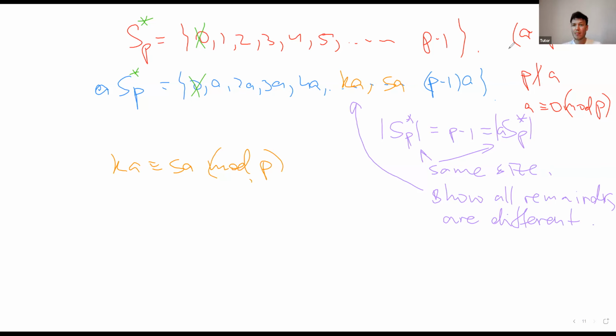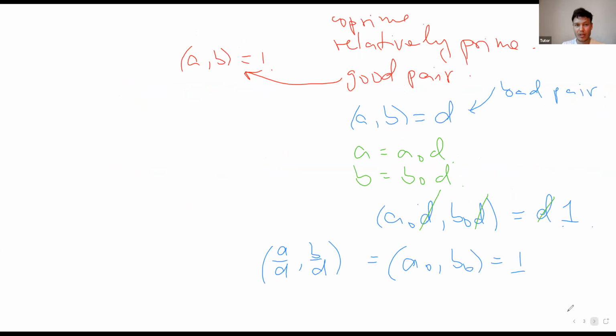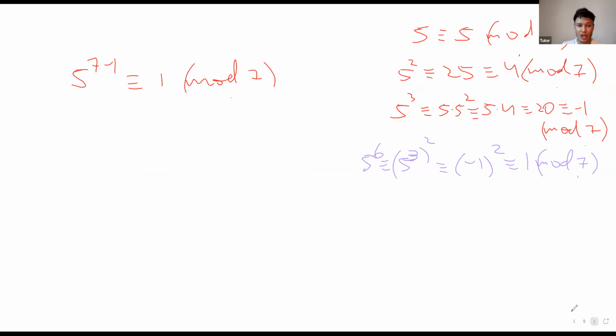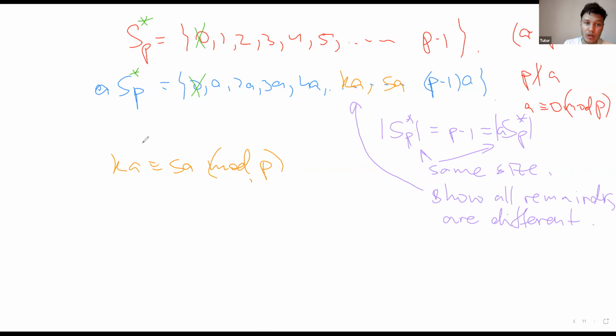So first of all, remember, A and P are a good pair. So whenever I have to deal with good pairs, I can always simplify the A, right? So if you look at this example that we just had, if T and N are a good pair, I can always cancel the T on both sides. So that's why I actually care about good numbers, because if A and P are good, I can cancel the A on both sides. And what would I get? I would get that K has to be congruent with S mod P.